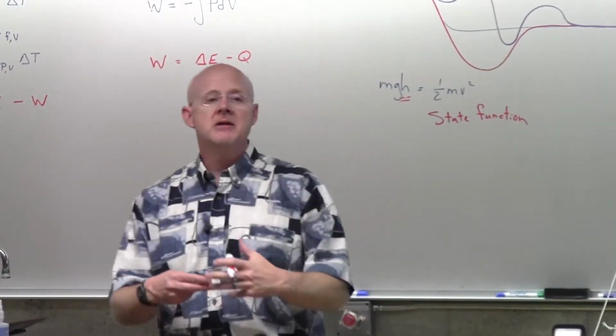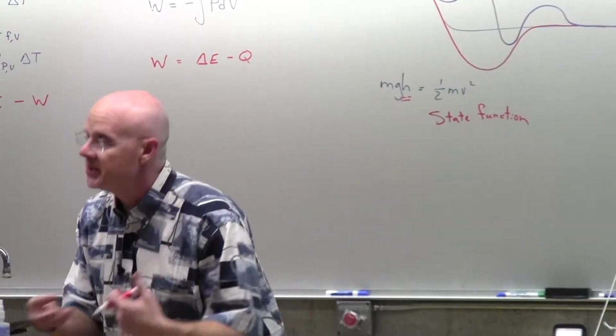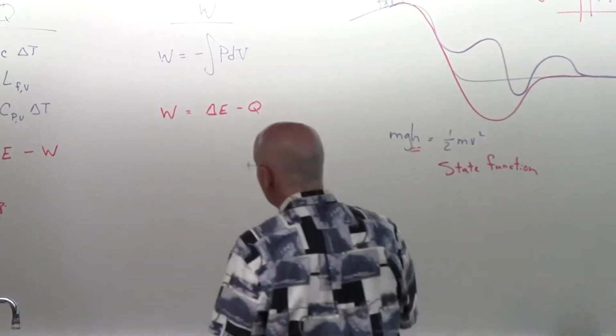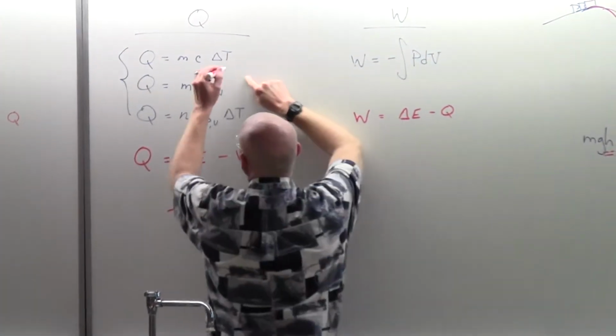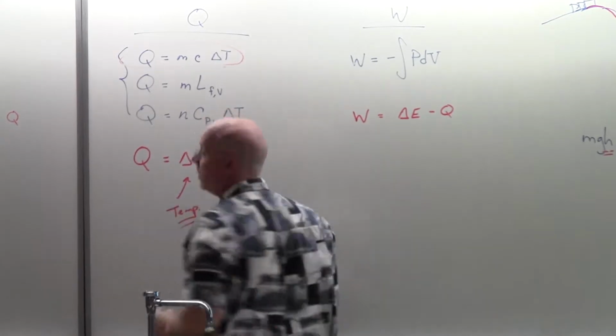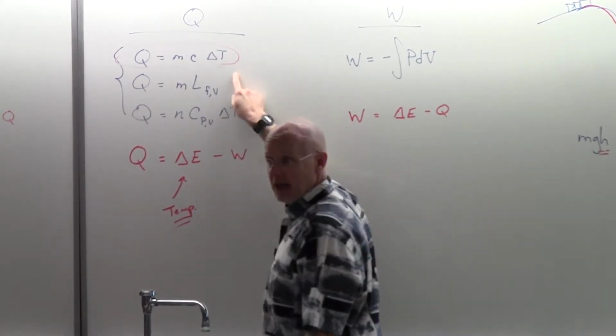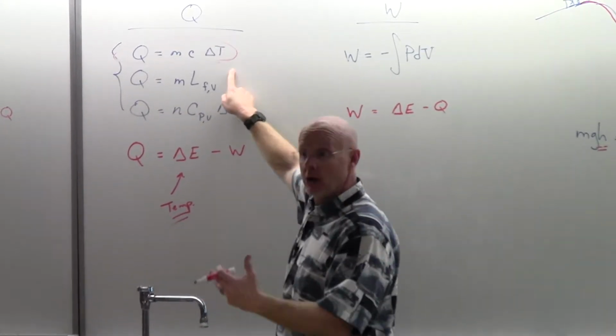These are the simple ones. These are the ones that you've been doing. These are the ones that you did back in Physics 102, right? This is an isovolumetric process.